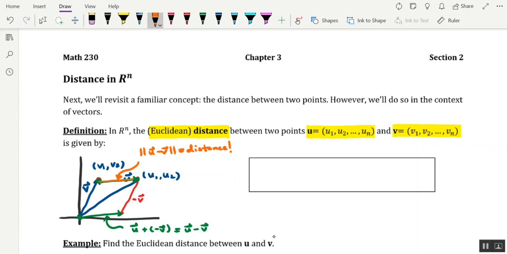Now there's a special notation associated with a concept like this. It's lowercase d, and in parentheses we write u comma v. Okay, so if you see that notation, it's asking you to compute the distance between the terminal points of the vectors u and v, and that will be found by finding the norm of u minus v.